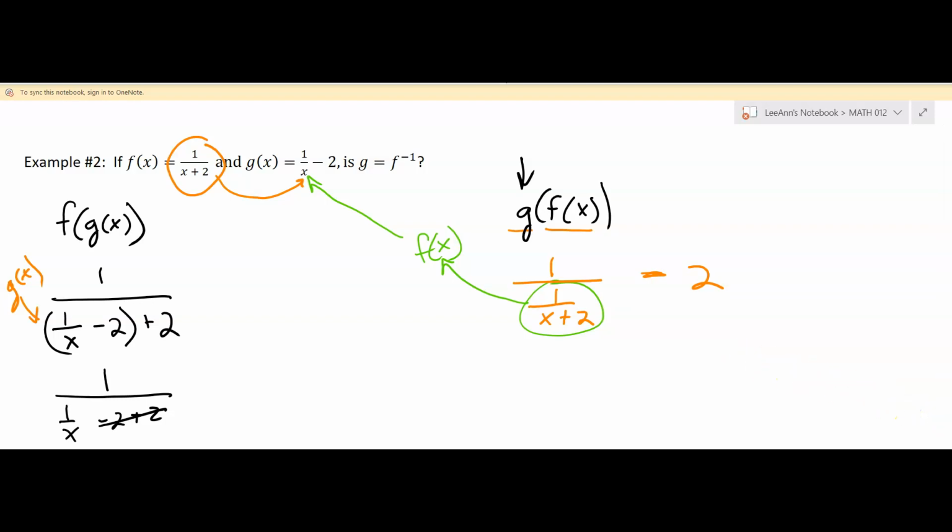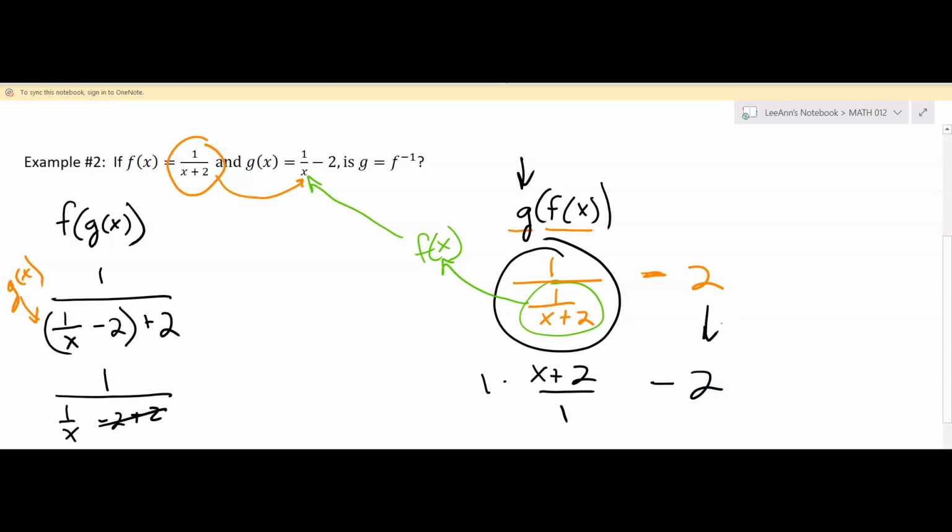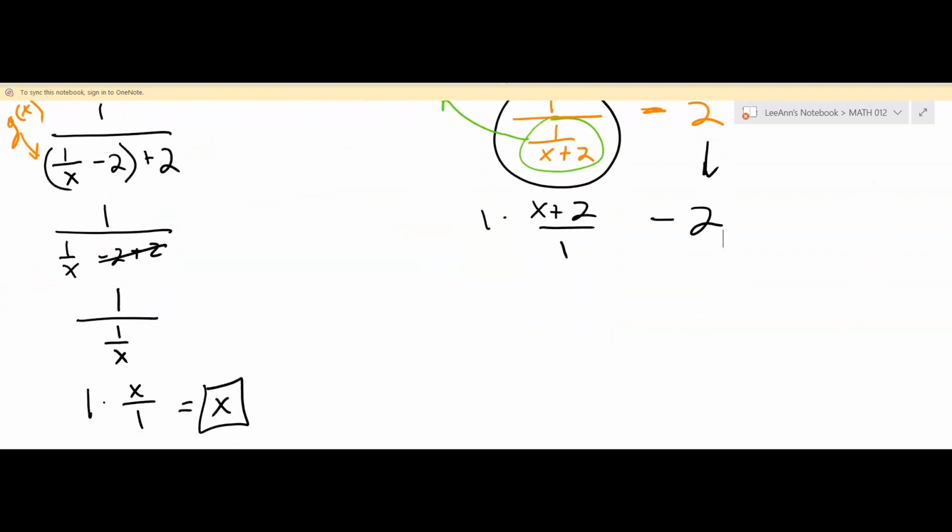Okay, so now we're going to simplify. Well, how do we do that? We're going to take this part and multiply by the reciprocal. So it's going to be 1 times x plus 2 over 1, which is just x plus 2. Oh, I forgot to write the minus 2. There's still a minus 2 out here. Okay, all right. Now we're going to simplify that. So I'm going to scroll down. x plus 2 minus 2. Oh, those 2's are going to cancel, and so we do just get x.